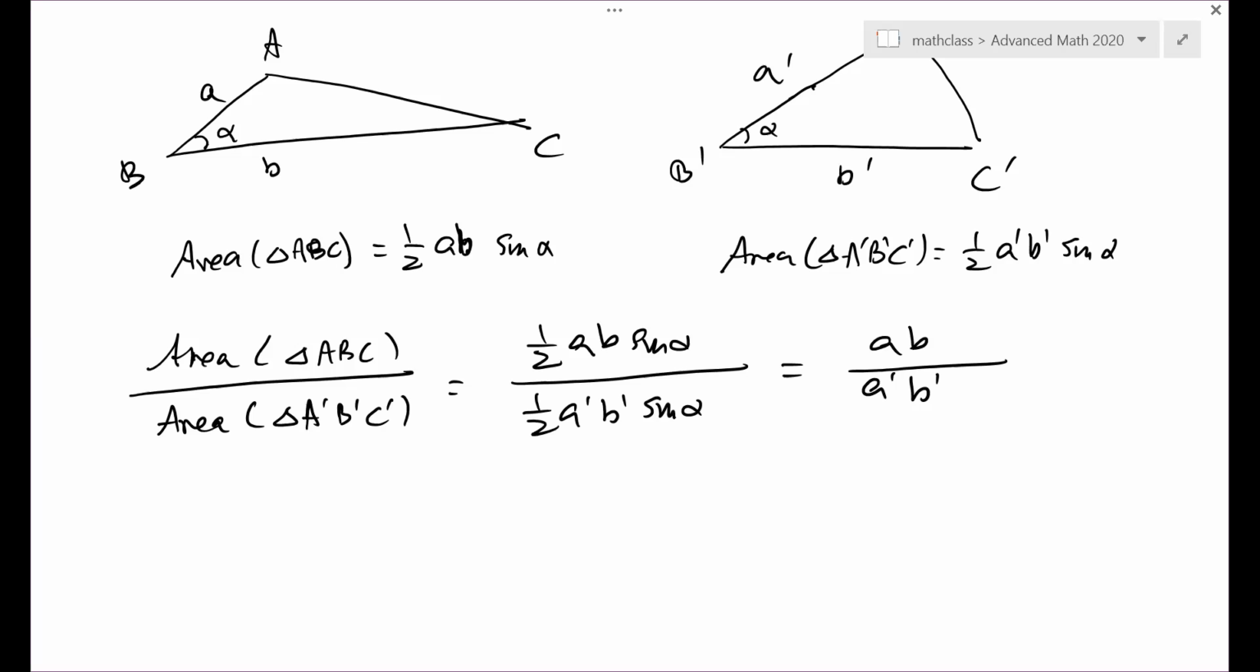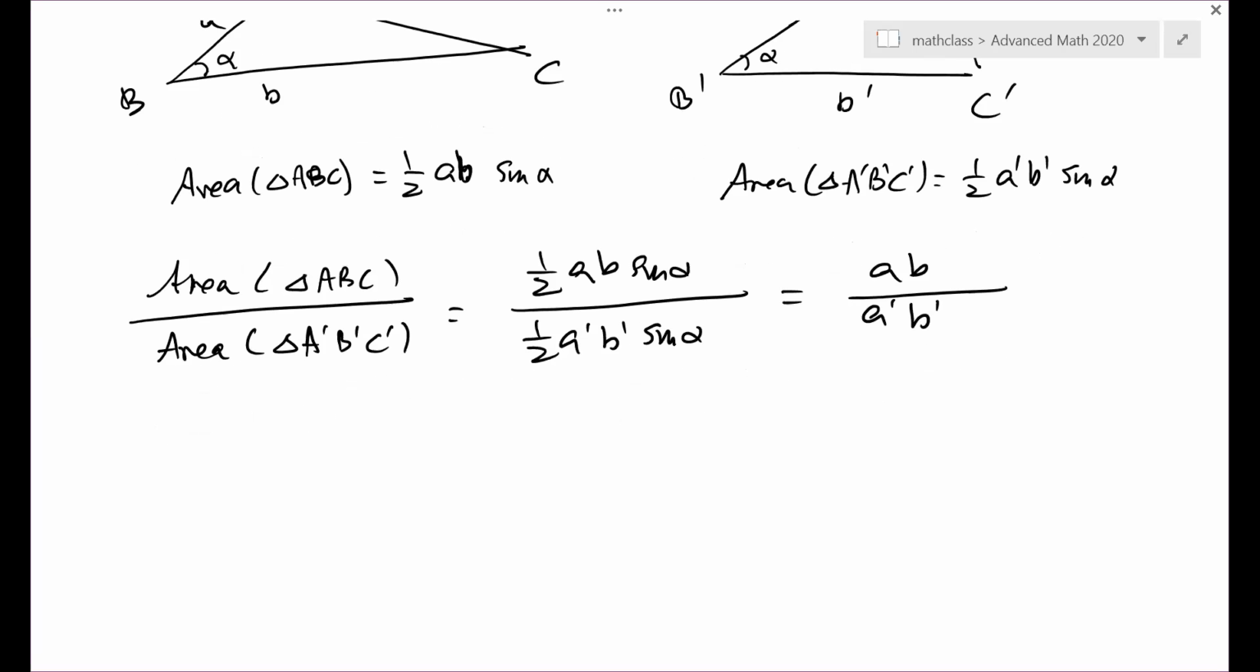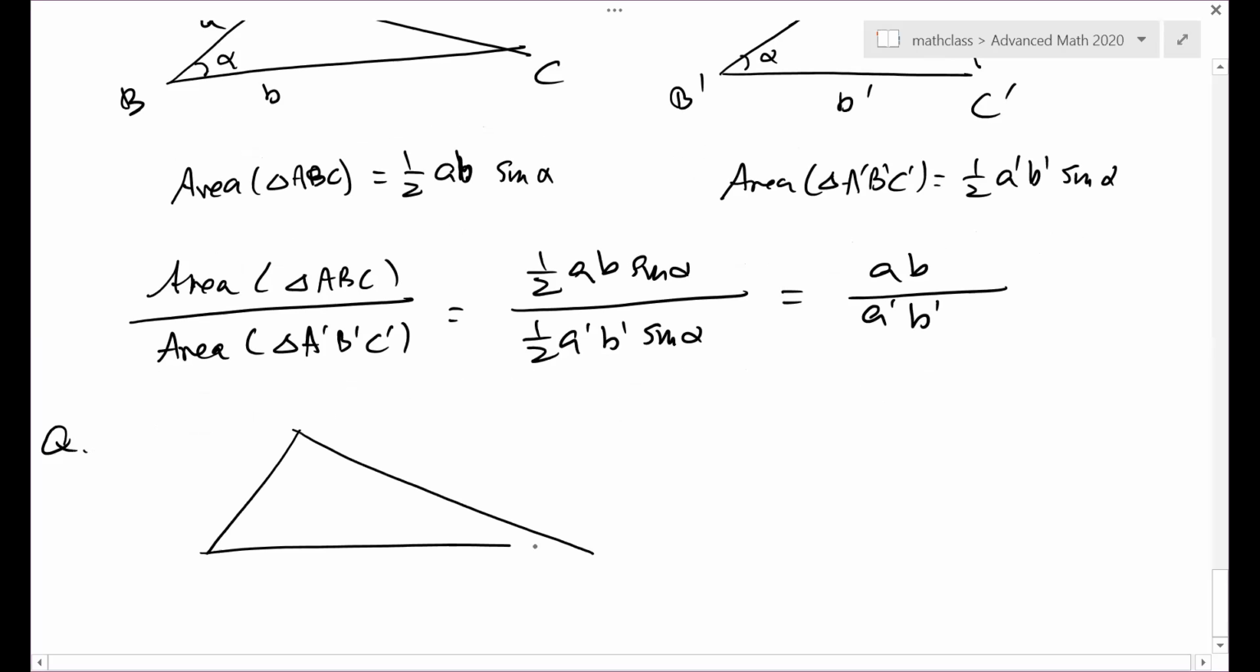Sometimes we have shared angles. Here's a typical example. I have a triangle with points D and E, and A, B, C. Do we have any conditions on DE? No, it's not necessarily parallel to BC.